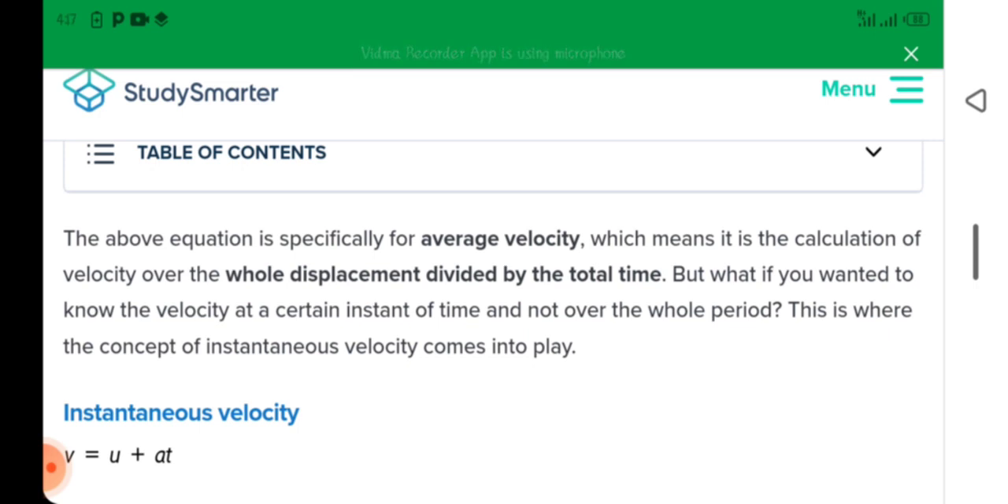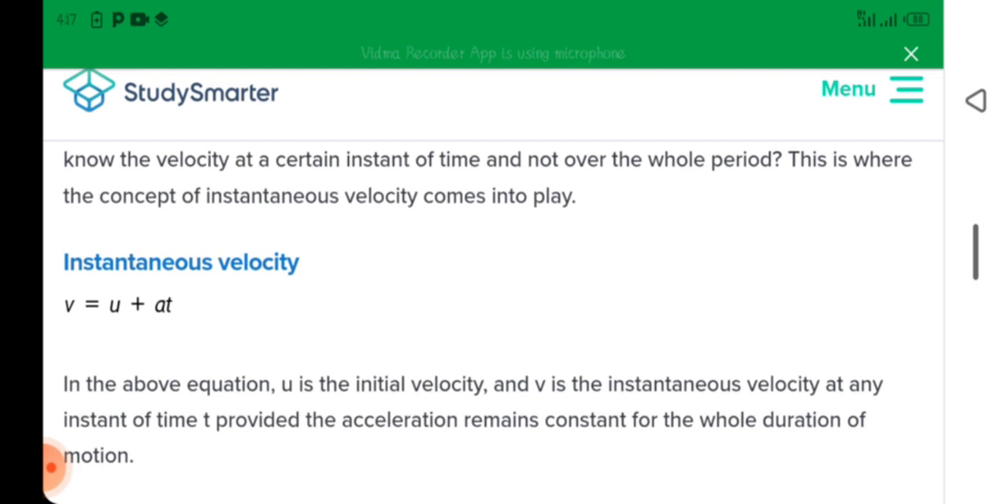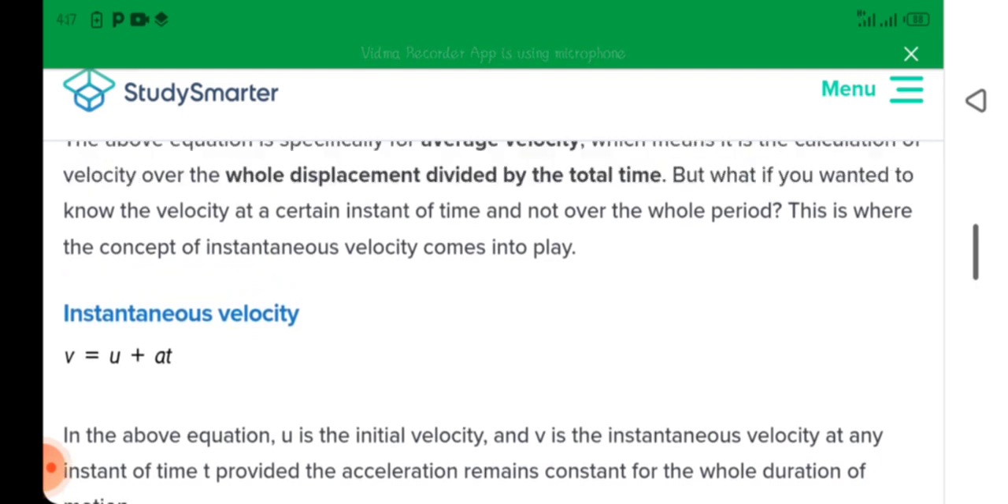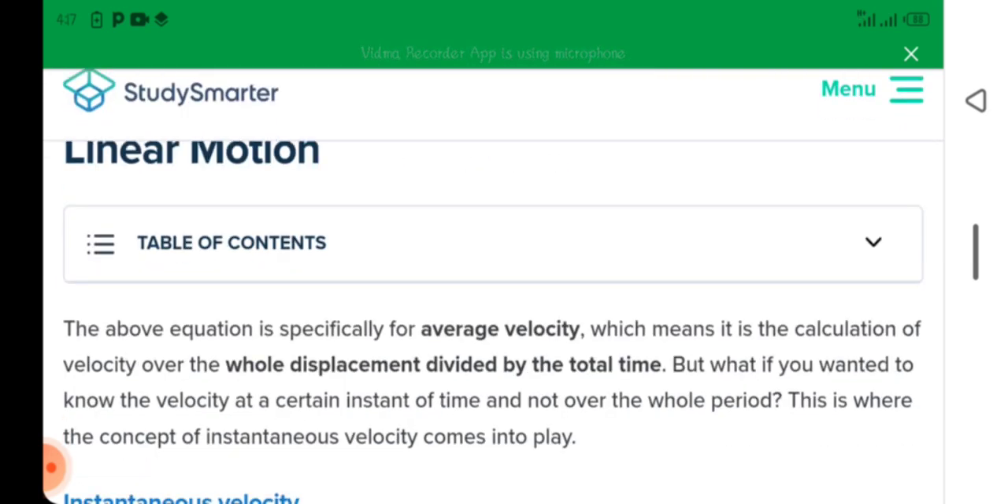Rolling motion is a combination of what? Rotational motion and translational motion. Now moving on, we will be focusing primarily on linear motion. Linear motion is a form of motion. Take note, it's not a type of motion. I just listed the types of motion that we have just now.